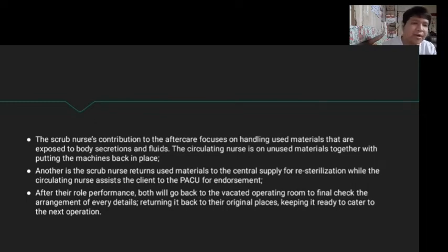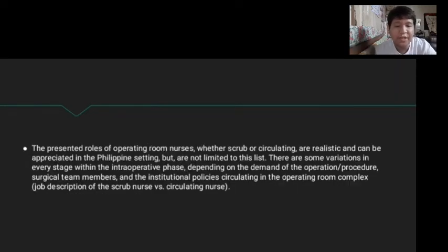And then before they endorse to the PACU, after the role performance, they will go back to the vacated operating room and finally check the arrangement of every detail, returning everything to the original places and keeping it ready for the next operation. They also presented the roles of OR nurses, whether scrub or circulating, as realistic and can be appreciated here in the Philippine setting.